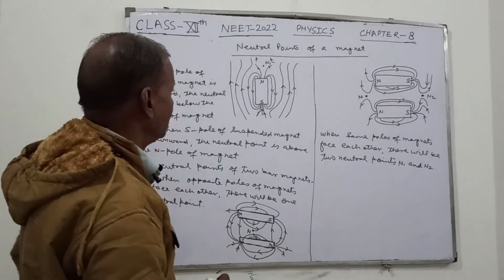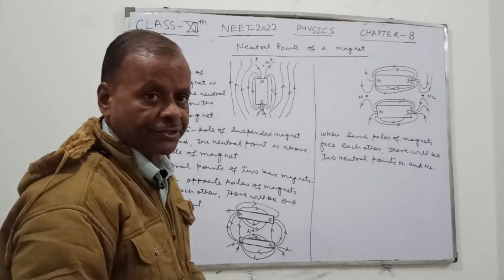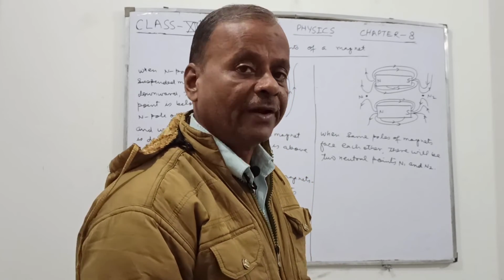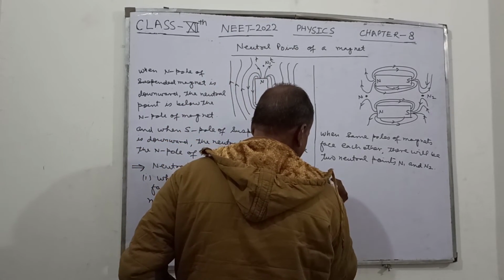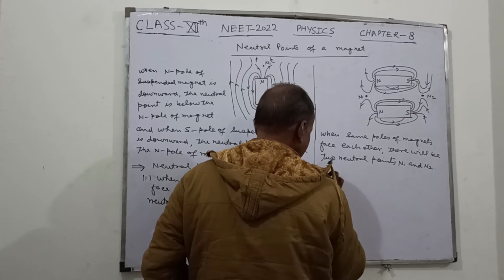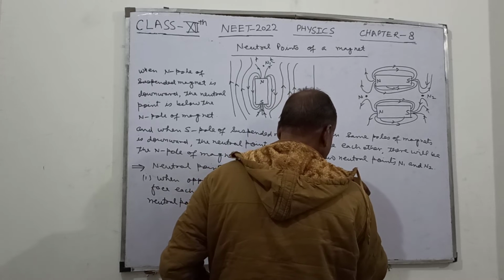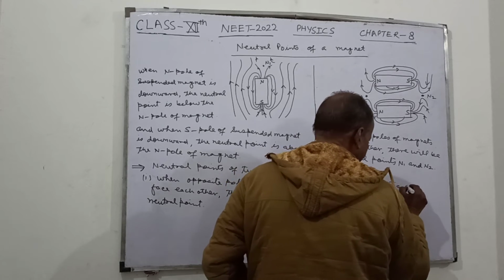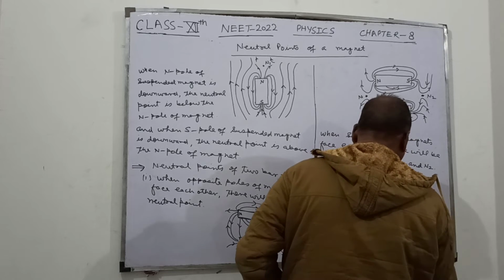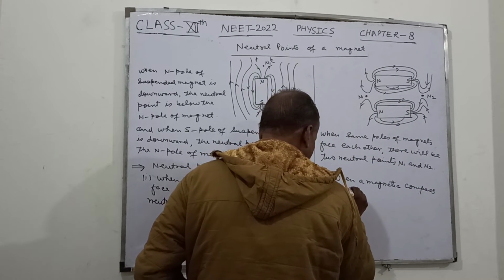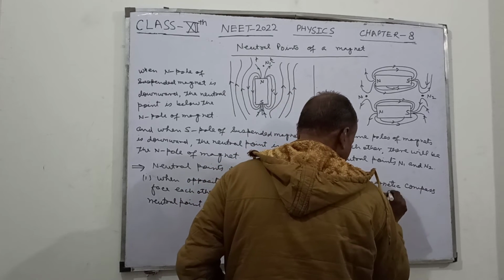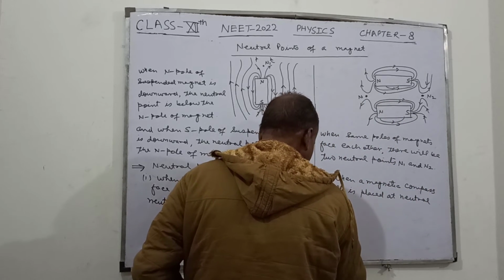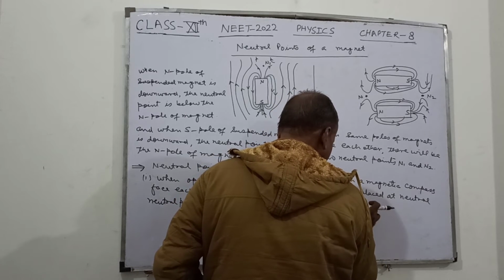So this is how to find the neutral points, and if we place the compass at the neutral points, it shows no deflection. When a magnetic compass needle is placed at neutral points, it shows no deflection.